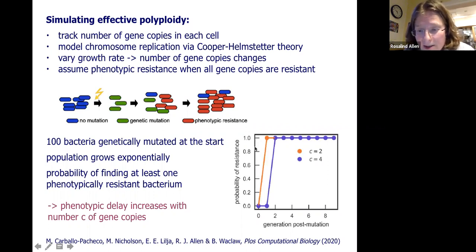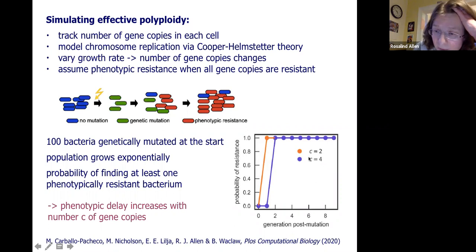So here are some results from our simulations. What you can see is we've done 2 simulations with different growth rates, or in other words, different numbers of gene copies on average. C equals 2 means on average there are 2 gene copies, so that's a slow growing population. Whereas C equals 4 means on average there are 4 gene copies and it's a fast growing population. And what you can see is our simulations indeed show a phenotypic lag.